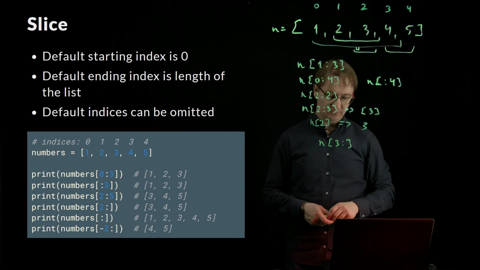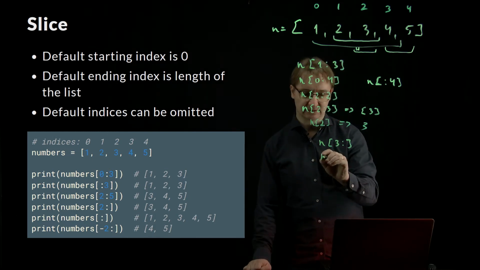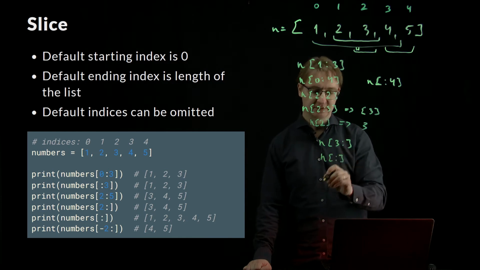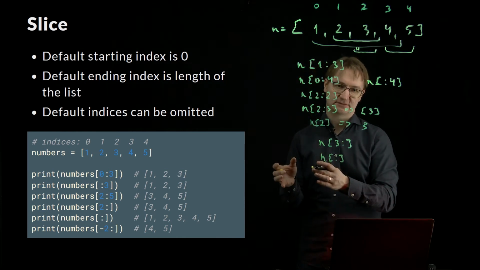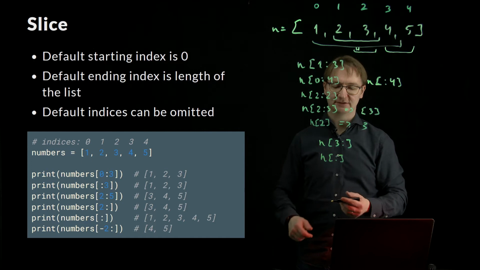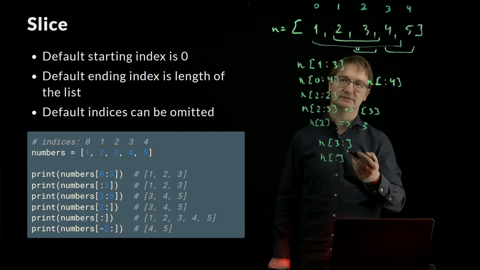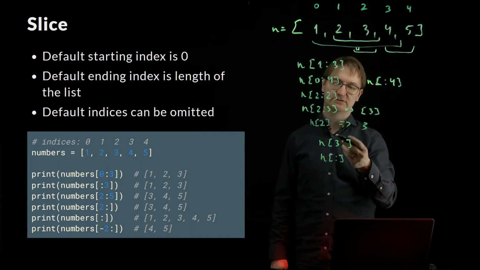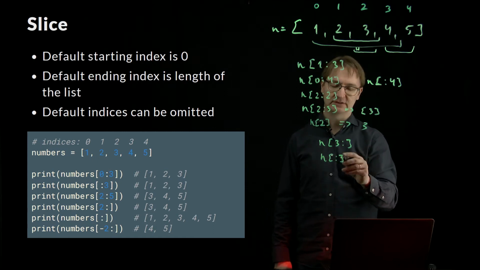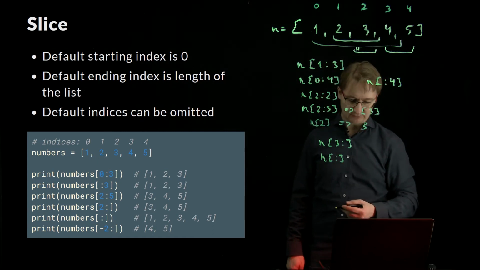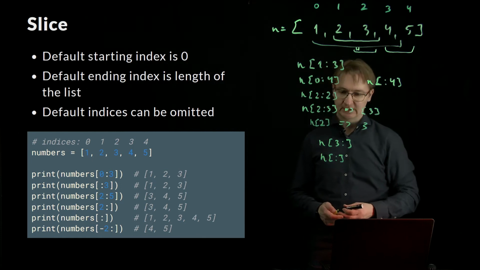What can also be done, for example, we can do this. Here the start and the end both are omitted. What happens is that we get the same list. But slice always creates a copy, so basically it's a copy of a list. We'll talk about this in the next slide.